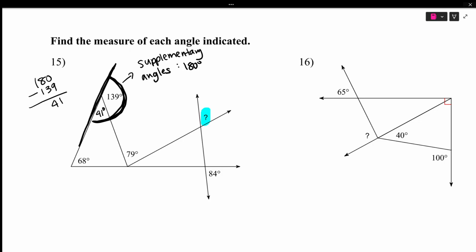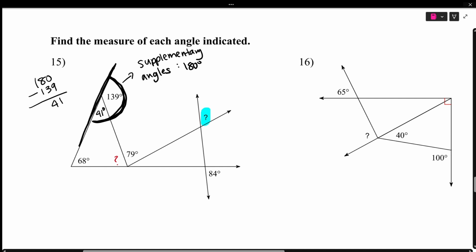Okay. Now I'm trying to figure out what's this angle. I have this triangle right here.